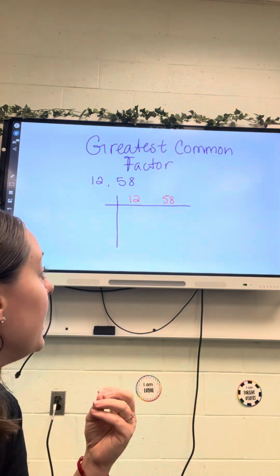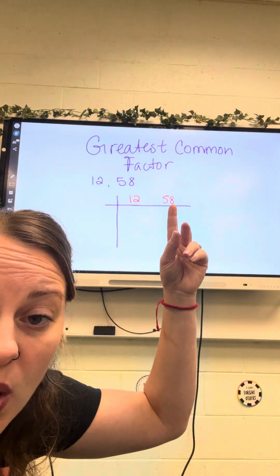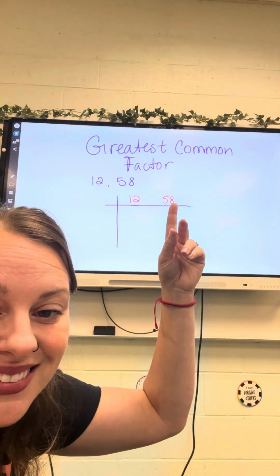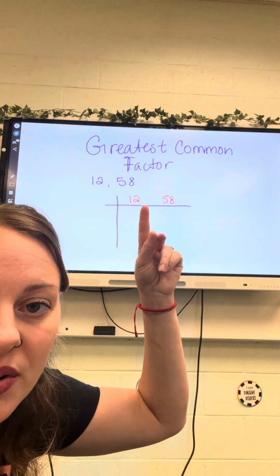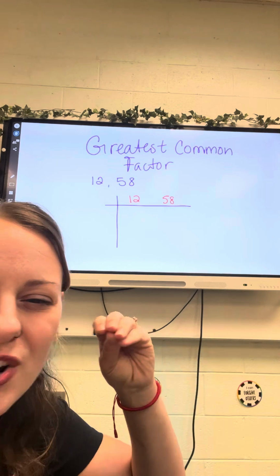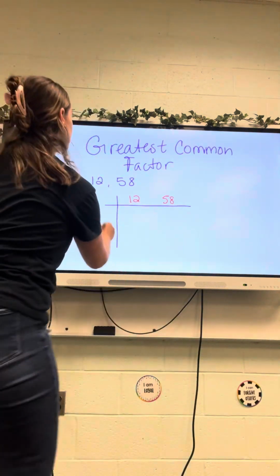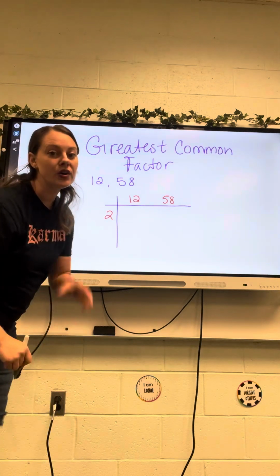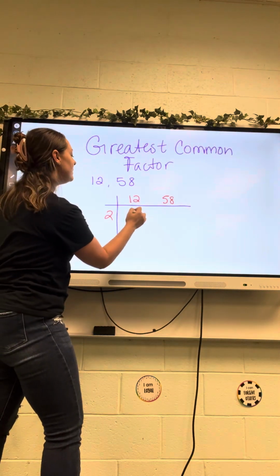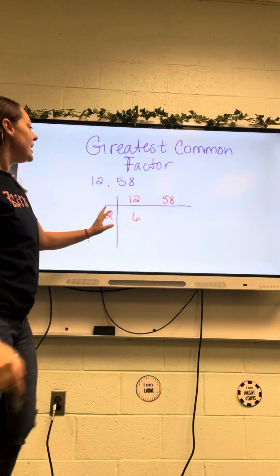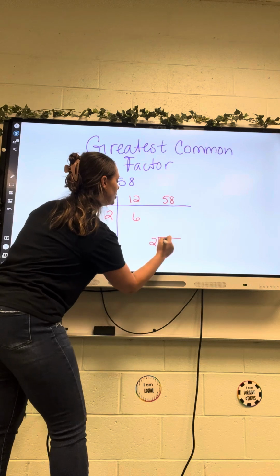Now 58 is pretty big, but what I notice about 58 is it ends in an even number. And if you watch my divisibility rules video, if it ends in an even number or 0, it can be divided by 2. So instead of trying to figure out a bigger number, why would I do that? I'm just going to use a simple number that I know works, smarter, not harder. So 2 times 6 is 12, and 2 times what is 58? I don't know, but I do know how to divide by 2.